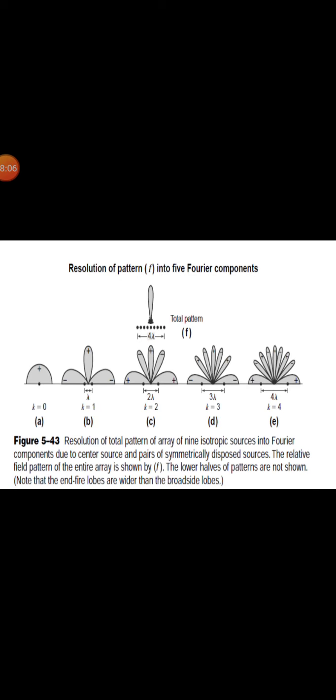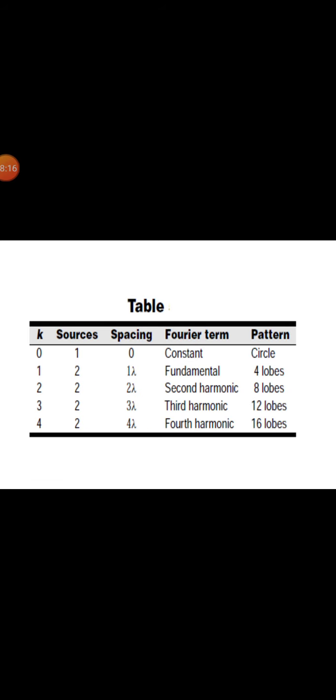So this is the pattern of the 5 Fourier components, and the total pattern is given in the upper figure, which is a combination of all these 5 patterns. While consolidating, for k equal to 0, the number of sources is 1. If the spacing is 0, the Fourier term is constant and the pattern is a circle. For k equal to 1, sources are 2 and the spacing is 1 lambda. The Fourier term is fundamental and there are 4 lobes, and so on.